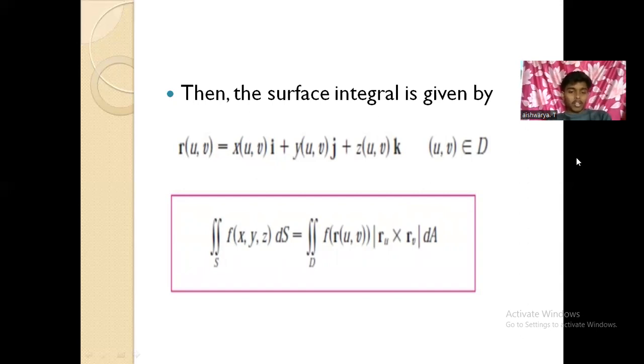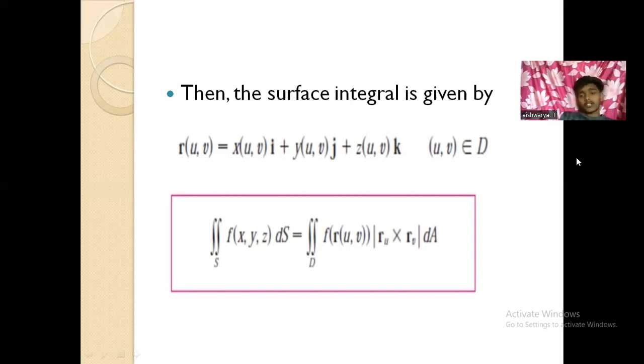This is the formula: double integration over S of f of x comma y comma z dS equals double integration over D of f of r of u comma v times the magnitude of r_u cross r_v dA. This is the formula of the surface integral. By using this formula, we can determine the surface integral in the given problem, and they will give such parameters of r of u comma v.